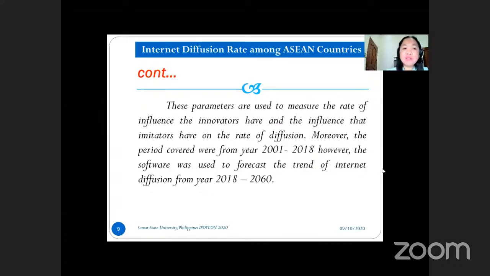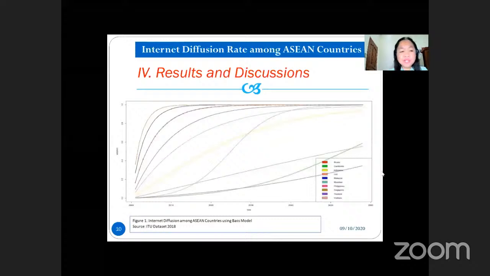These parameters are used to measure the influence the innovators have and the influence the imitators have on the rate of diffusion. Moreover, the period covered was from year 2001 to 2018. However, the software was also used to forecast the trend of internet diffusion from year 2018 to 2060.